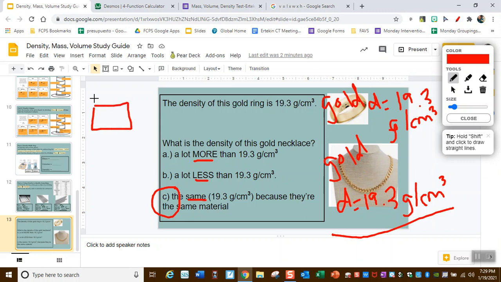If I have a pool of water, the density is 1.0 grams per milliliter, right?